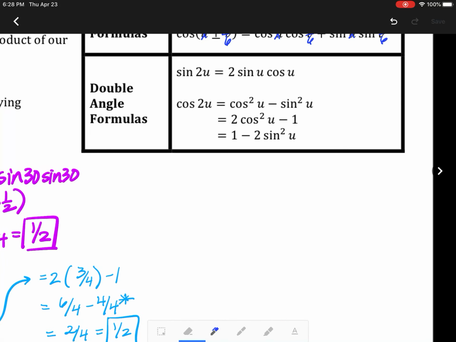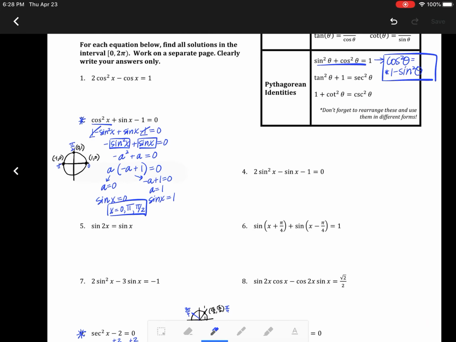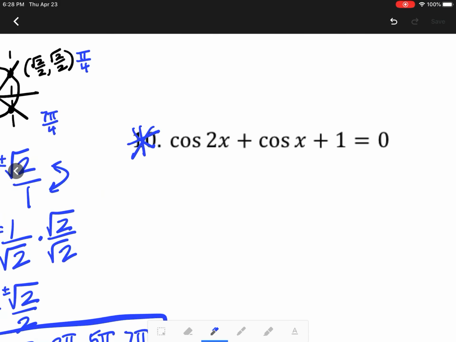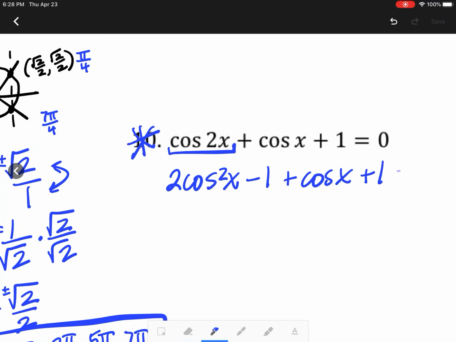So on the page before, our double angle formulas, we have 3 of them to choose from. So knowing that I have a cosine x, I want to choose the one right here that has cosine also. So I'm going to substitute 2 cosine squared x minus 1 in. So this is now being replaced with 2 cosine squared x minus 1 plus cosine x plus 1 equals 0. So again, we have negative 1 and positive 1. Those add, 1 minus 1 becomes 0. And I have 2 cosine squared x plus cosine x equals 0.